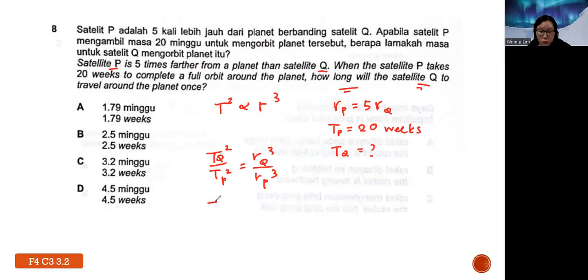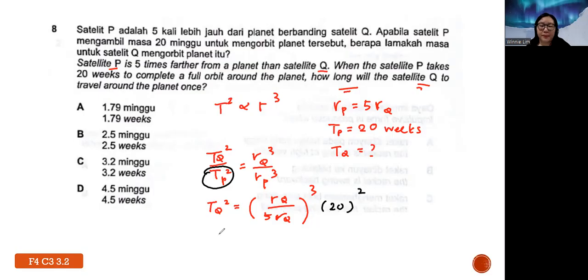TQ is unknown. Then RQ, I will write back RQ over RP. RP is equivalent to 5RQ, so that I can cancel out the Q later on. Get the idea? The whole thing is cubed. Now, I want to get TQ straight away, so if you want to cancel TP squared, you multiply both sides with TP squared. This is how the equation now looks. I know my TP already, which is 20 weeks, so I also put in 20, then square.